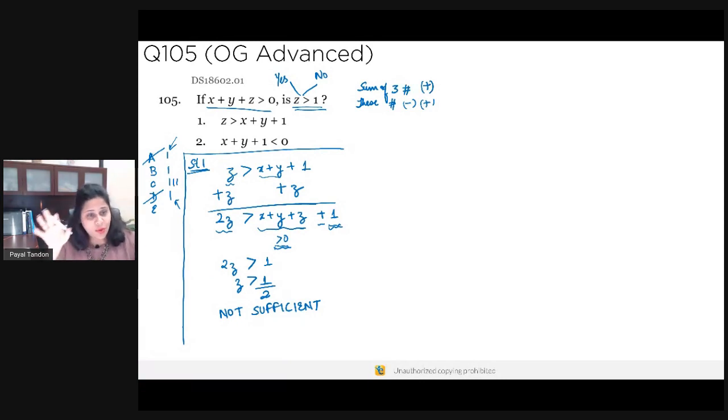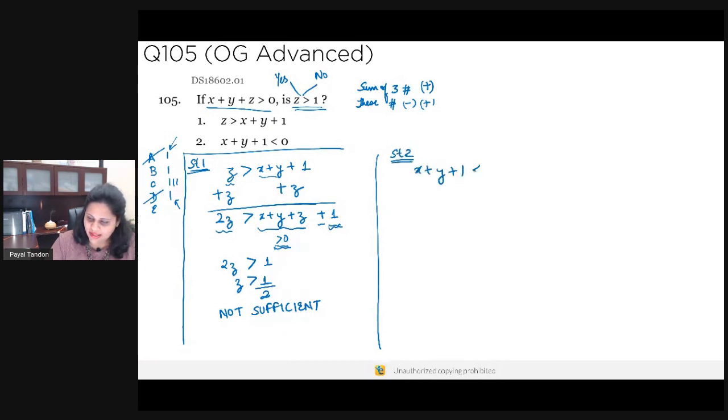Okay. Now, if the question were, is Z positive? Then statement 1 would have been sufficient. But right now, the question is very specific, is Z greater than 1? Okay, so let's move on to the next statement now, statement 2. Now, what is statement 2 telling me? X plus y plus 1 is less than 0.